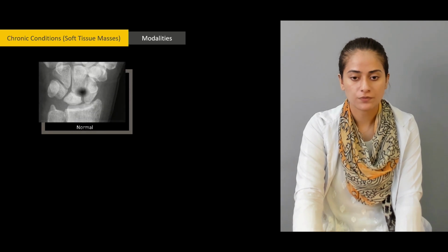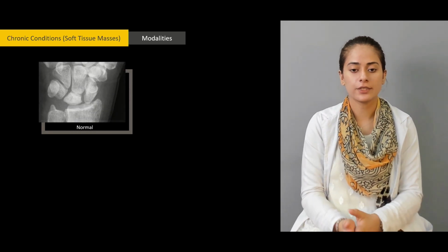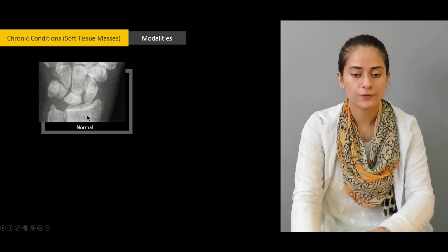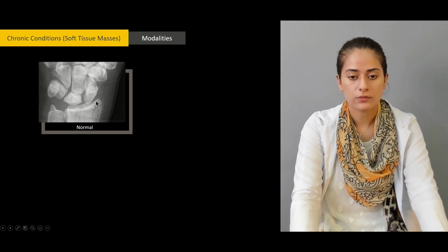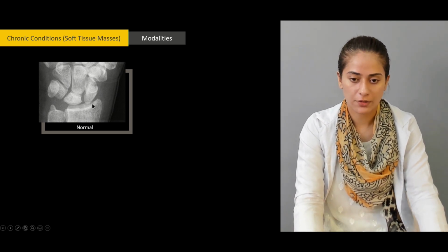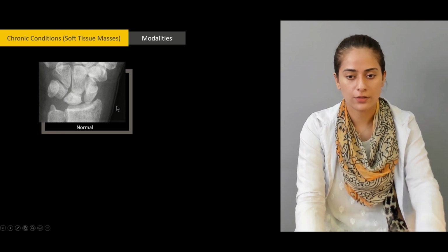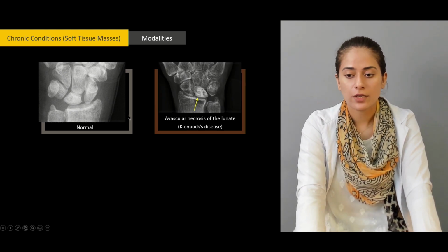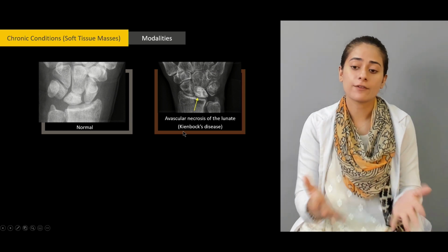So now again, we're going to look at different modalities. Before talking about abnormal, let's just see this is the normal, which we've discussed in detail, but there is a little bit of sclerosis present, but this is a normal presentation. So this is a normal x-ray. Then we have an avascular necrosis.